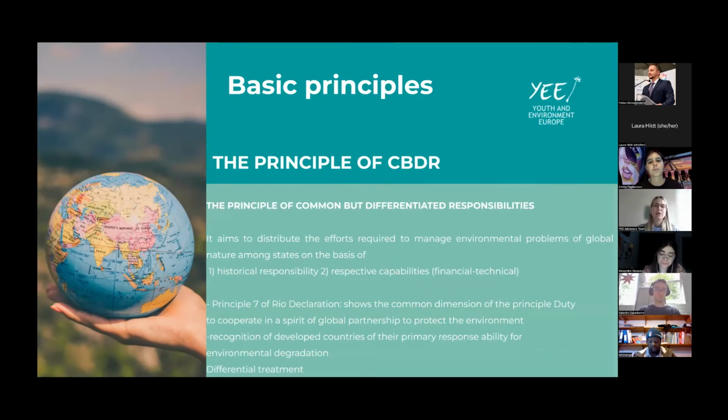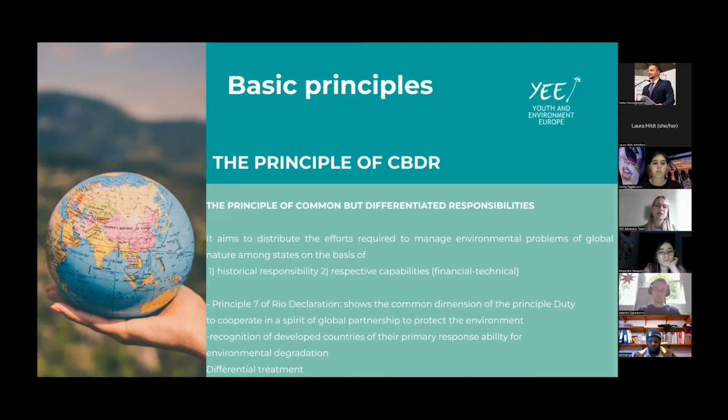So another principle is the principle of CBDR. What does that mean? It's the principle of common but differentiated responsibilities. It's a principle that has been discussed a lot lately, especially in the latest COP in Glasgow. It aims to distribute the efforts required to manage environmental problems of a global nature among states, and it divides the countries into developed and developing countries. So that was the first category, that countries were divided into developed and developing, and then another criterion was set, about the historical responsibility and the respective capabilities, financial or technical, they have.